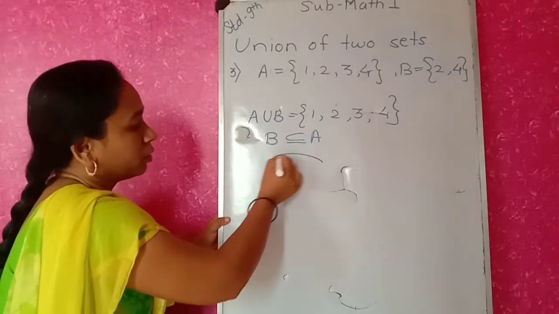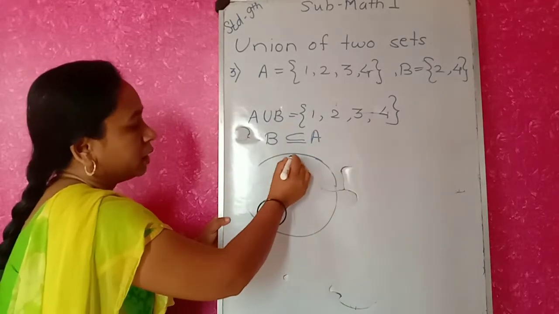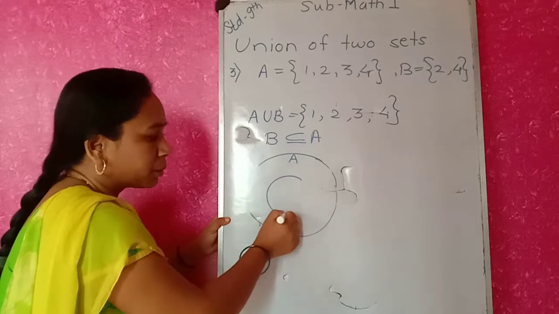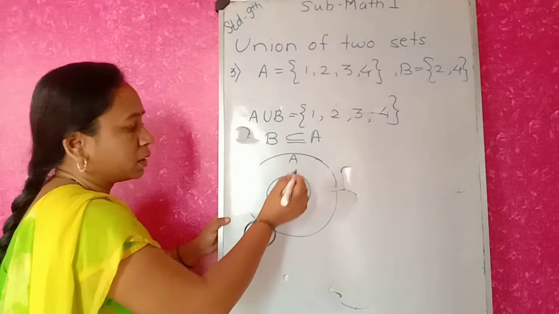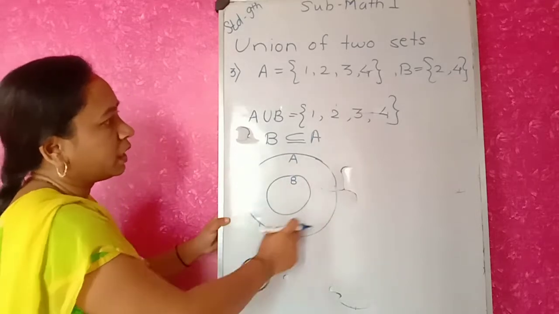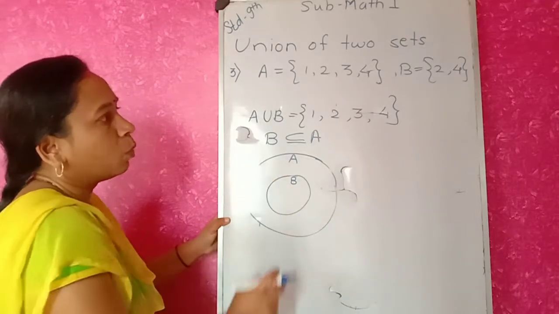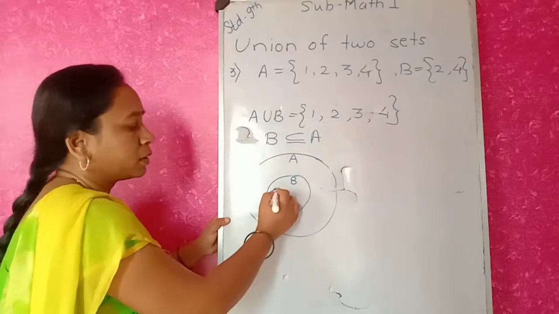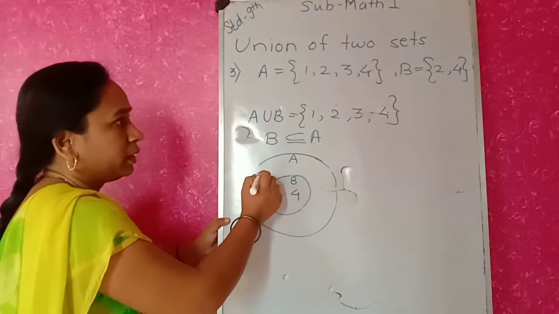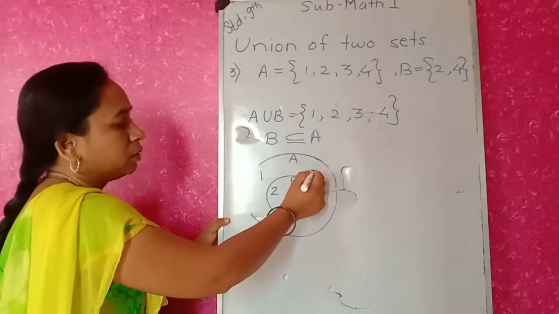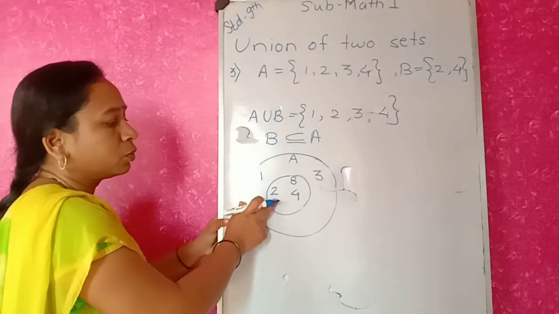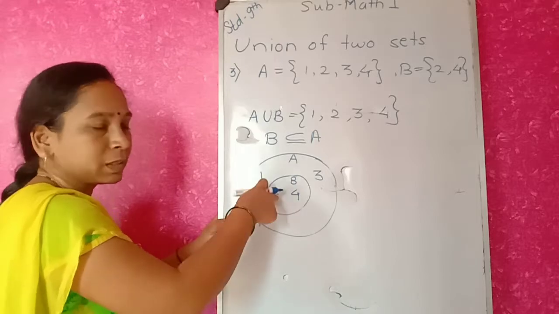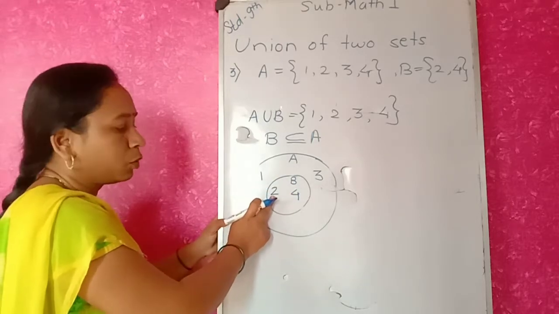So, first I will draw the A set, and the B set is a subset, so it will come inside the A set. So, A set and B set. A's elements are 1, 2, 3, 4 and B's elements are 2 and 4. What are the left elements of A? 1, 3. So, A's elements are 1, 2, 3, 4. B's elements would be 2 and 4.